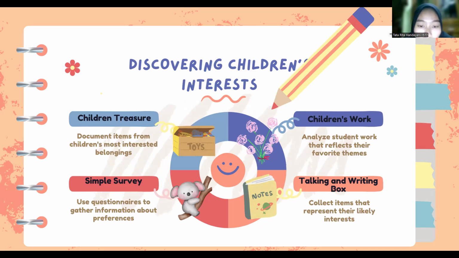Fourth, the talking and writing box. Create a special box where children can drop notes, drawings, or small objects representing things they want to talk about or learn more about. Check this regularly. It's like having a direct line to their curiosity. These methods give you valuable data to customize your teaching approach for maximum impact.